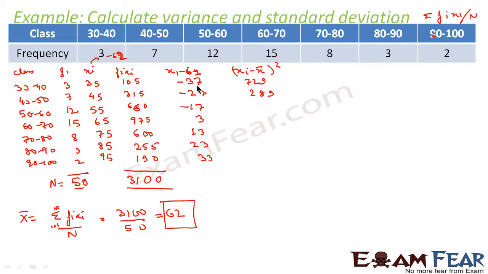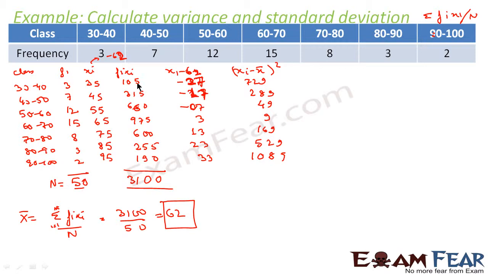There is a miscalculation here, please. 35 minus 62 is 27. This is 17 and this is 07. There is a mistake on my part, a calculation mistake. Correct? 27 square is 729, 17 square is 289, 7 square is 49, 3 square is 9, 13 square is 169, 23 square is 529, and 33 square is 1089.